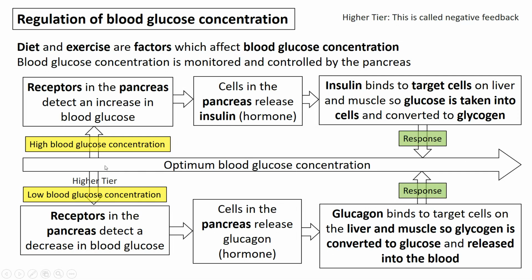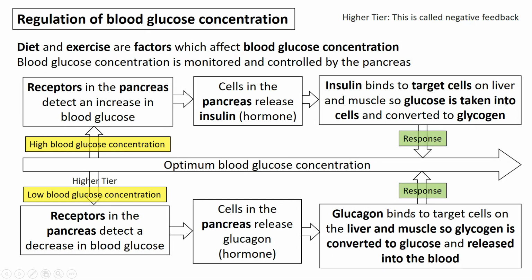Now you need to be able to describe that pathway if you're doing the foundation paper. However, if you're doing the higher paper, you need to also be able to describe the opposite response. So when you've responded to high blood glucose concentration and you've lowered the blood glucose, you're actually in a condition where you've now got low blood glucose concentration. So again, this is detected by receptors in the pancreas. They would detect the decrease in the blood glucose. The cells in the pancreas coordinate the information and release a hormone called glucagon. So a different hormone altogether called glucagon.